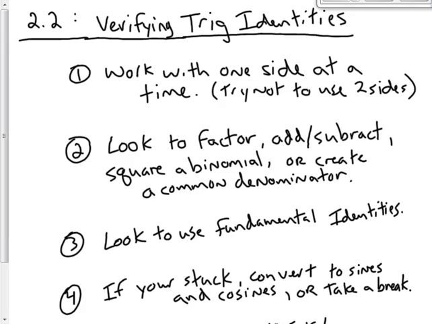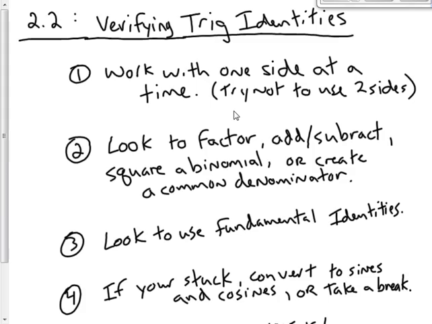We're going to look at section 2.2, verifying trig identities. Ultimately, they're really the same steps that we had in 2.1b when we were trying to simplify the expressions. But just a reminder, we're working with one side at a time. When we're verifying, you're going to get the problem on the left equals a problem on the right.